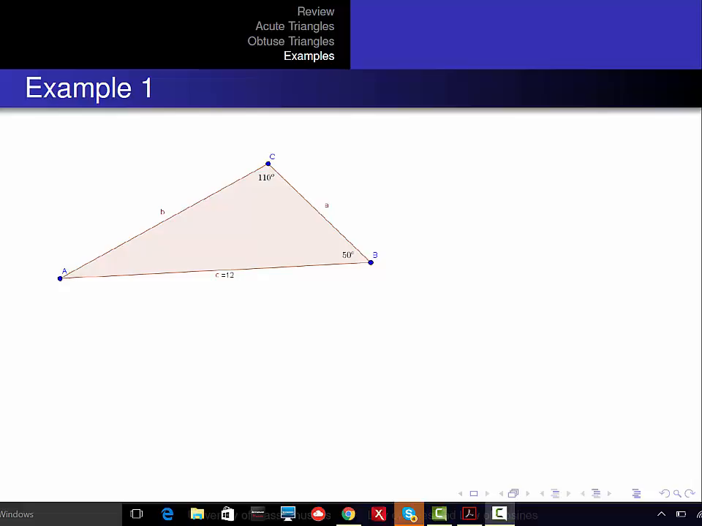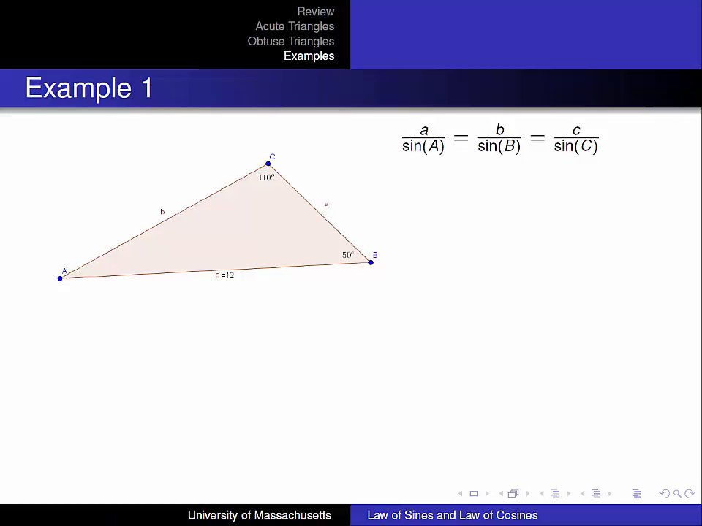One case is where we're given two angles and one side of a triangle and asked to find the other sides and angles. Here we're given a triangle ABC. Angle C is 110 degrees, angle B is 50 degrees, and side c is 12. First we have the law of sines, and we can fill in the information we're given in our drawing. So we have a over sine A equals b over sine 50 equals 12 over sine 110.